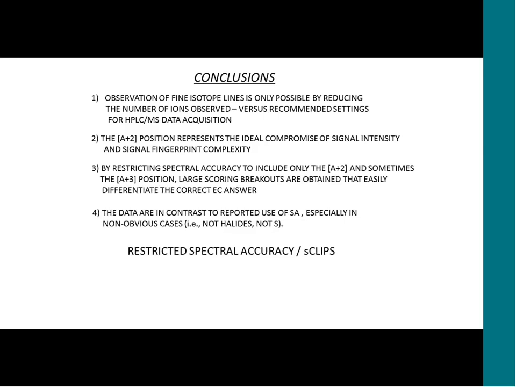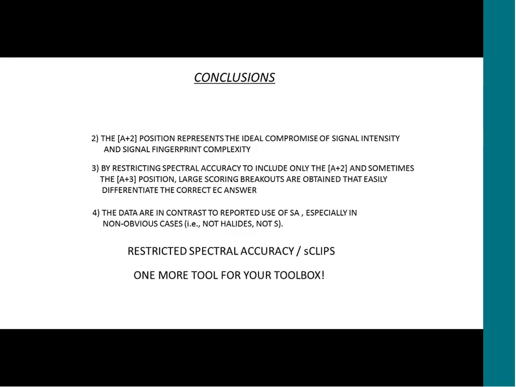So using restricted spectral accuracy and S-CLIPS is a new way to do this, and I really need to emphasize, I'm not saying this is the do-all and the end-all. There are lots of good tools that are useful in determining elemental compositions. This is just one more tool for your toolbox, but it works really well, and you should have it in your toolbox if you're doing unknown unknowns.